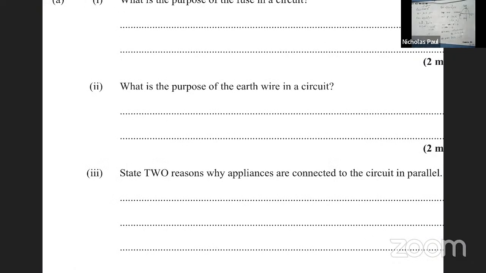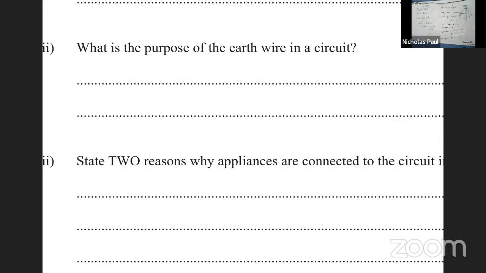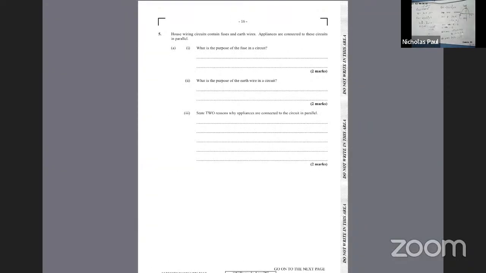Part two, Samira. Part two was to remove the excess electrons from the circuit. To remove the excess electrons from any circuit. Next part.